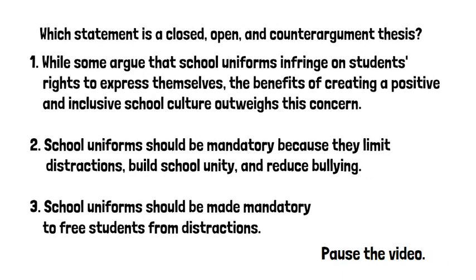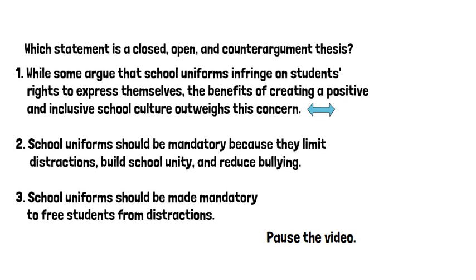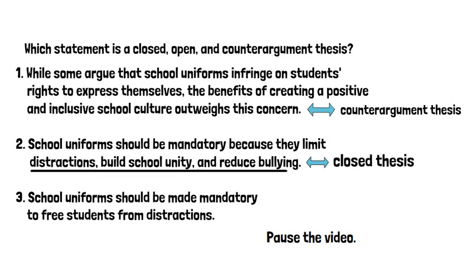Number 1 is a counterargument thesis because it gives an opposing view before stating the actual thesis. Number 2 gives 3 precise points that support the main claim. This is a closed thesis. And number 3 is a simple and precise thesis, but does not contain all the points the writer intends to cover in the essay.